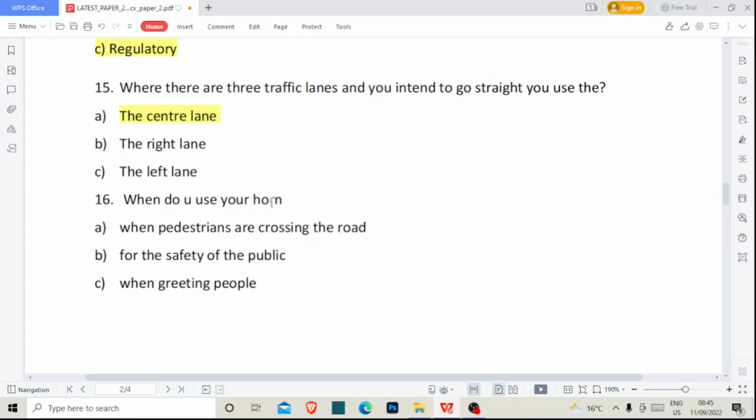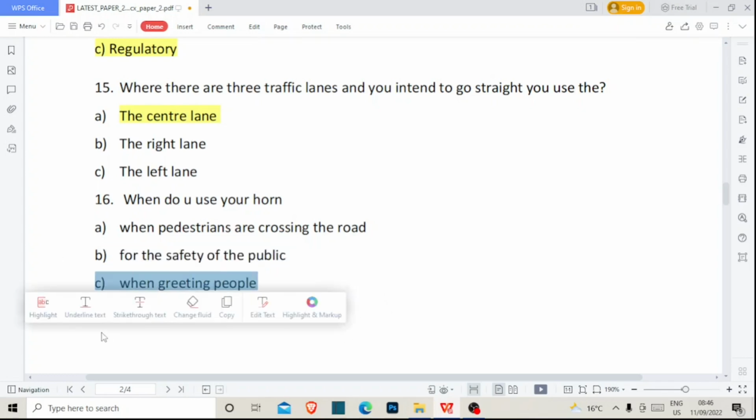When do you use your horn? Option A, when pedestrians are crossing the road for the safety of the public, or when greeting other people. Do you use the horn to say hi to your friends? When you are passing a friend by the road, then you hit your horn? Not really. So definitely this one is not correct.